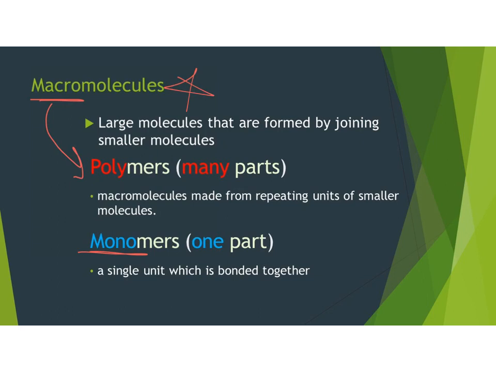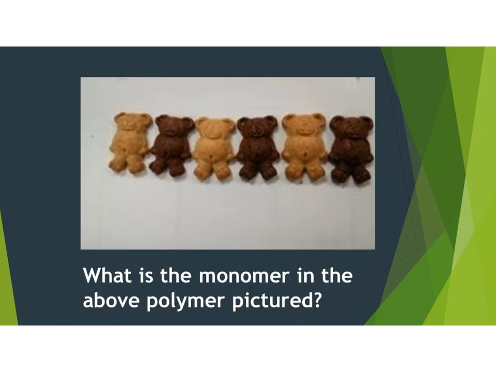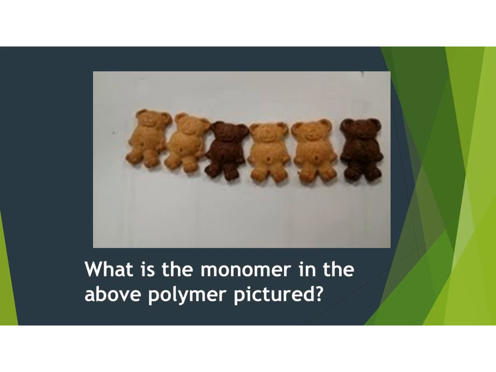And I'm going to show you some examples of this on the next slides. Okay, so in this picture, what would the monomer of my Teddy Graham polymer be? If you said a repeating unit of vanilla and chocolate bears, then you're correct. That is my monomer. Okay, so what would the monomer of this Teddy Graham polymer be? If you think it's a repeating unit of 2 vanilla and 1 chocolate bear, then you're correct. That's my monomer. It doesn't have to just be 1 Teddy Graham, it's the smallest repeating unit.